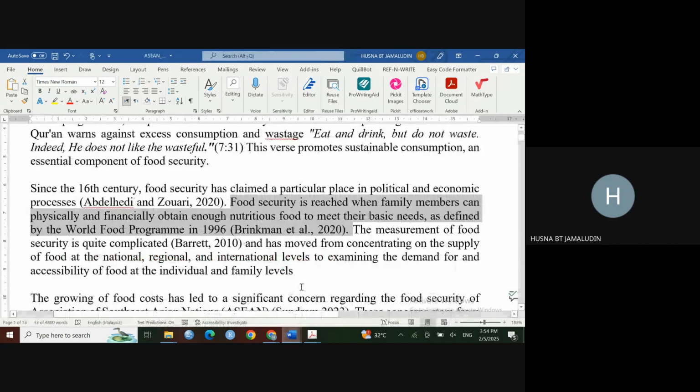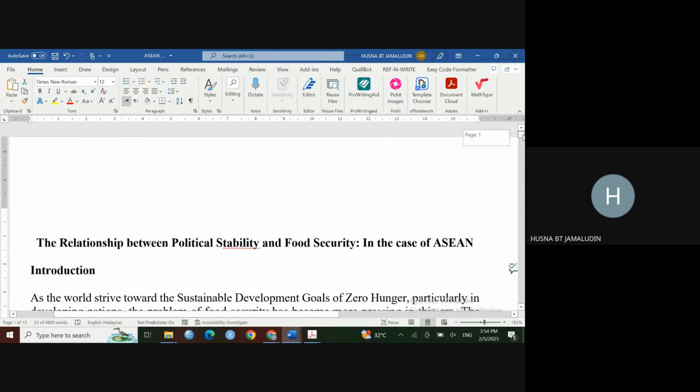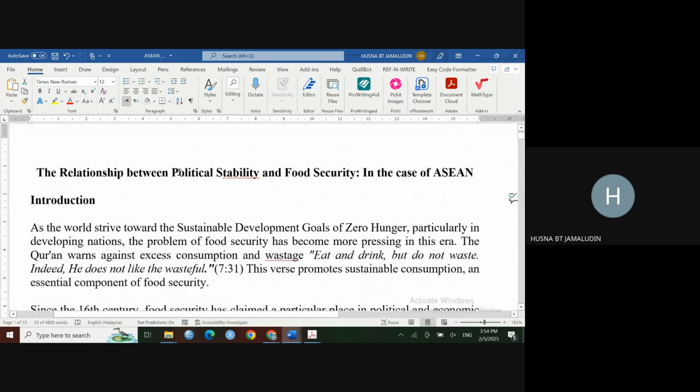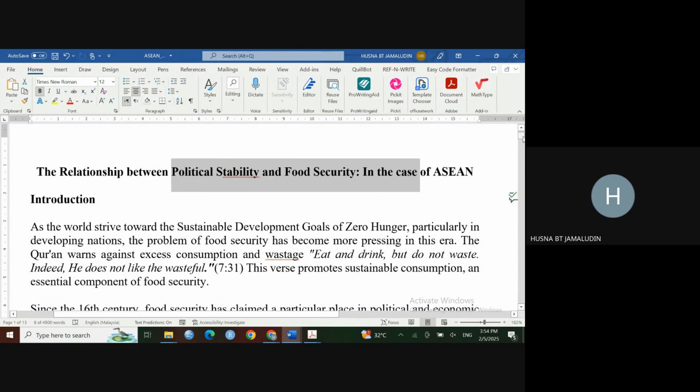This is the first example. Let's look at the second example. The topic is the relationship between political stability and food security, in the case of ASEAN. So what is the objective? Because the topic is already specific enough, you want to see the relationship. So I suggest to my students, instead of making it very specific, you can make your topic general, and later in the objective you can come up with so many objectives.